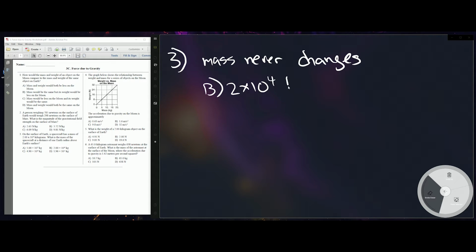Number 3 is pretty simple. If the mass of a spacecraft on the surface of Earth is 2 times 10 to the 4 kg, and the question is asking, what is the mass of the spacecraft at a distance of 1 Earth radius above Earth's surface? Your mass never changes. Doesn't matter where you are. So the answer is going to be B. You still have the same mass.